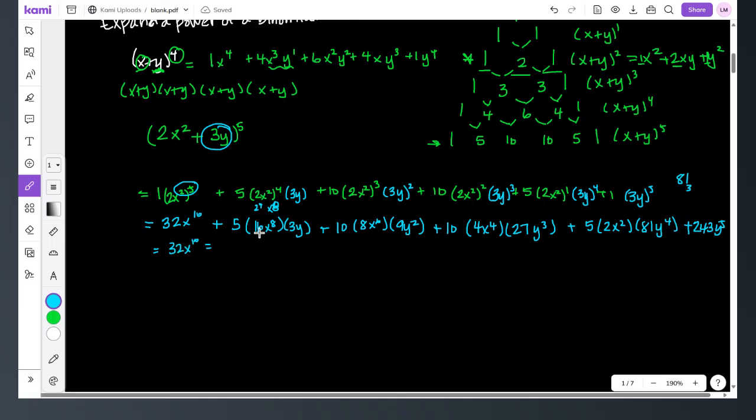So 5 times 16 is 80, times 3, 240. So plus 240x to the 8th, plus 8 times 9 is 72, times 10 is 720, x to the 6th, y squared, plus 4 times 27, 108, so 1080, x to the 4th, y to the 3rd, plus 810, x squared, y to the 4th, plus 243, y to the 5th.